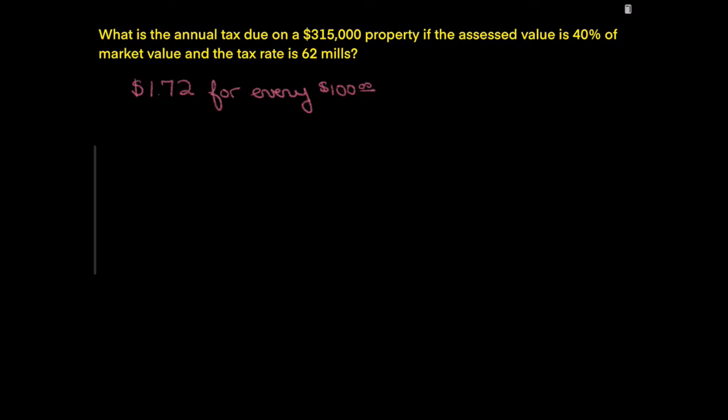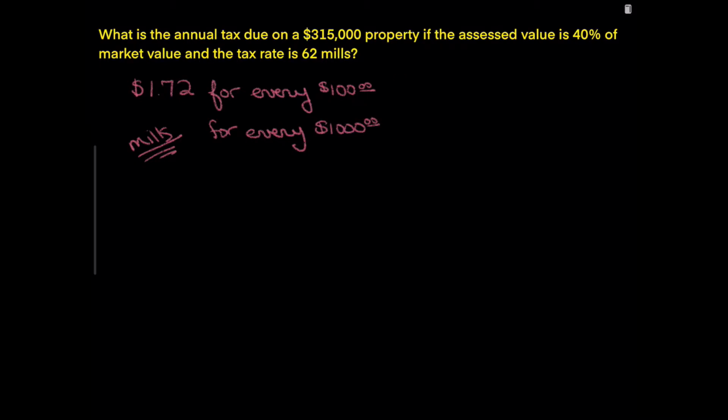Well, if you're dealing with a state with mills, it is similar. There's still going to be a dollar amount, but it's going to be for every 1,000 of value. So when you talk about mills, this is what they're talking about. They're saying, hey, there's this dollar amount for every 1,000 of value.